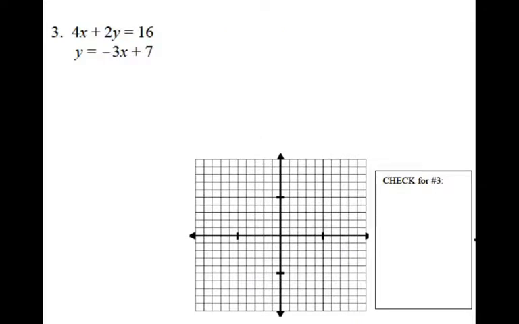Okay, number 3. What I notice is I have one equation in standard form. The second equation has a variable already isolated: y equals -3x plus 7. So when I have a variable isolated already, I'm going to solve by substitution. I'm going to circle what that variable equals, and draw an arrow to where I'm going to substitute it.